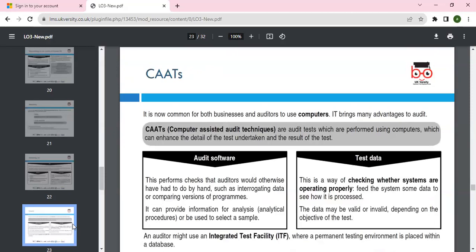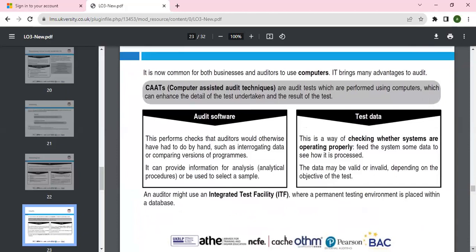Okay, CAATs, we can look around computer assisted audit techniques, and within that audit software, which checks the data, and integrated data, which helps to test the data, checking whether the system is operating properly. Yes, feed the system some data, so we can say please generate one of your purchase orders and show us evidence, so the auditor can observe the process and ask questions to anyone. That helps to draw the evidence and give the assurance accordingly.